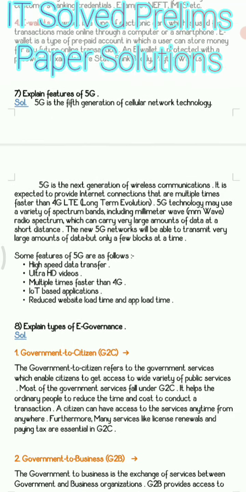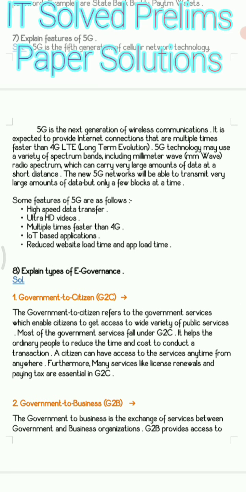Next is explain the features of 5G. So you have to write about 5G. What is the full form of it? It is 5th generation cellular network technology. After 4G comes 5G. It is very much better than 4G. So you can write the benefits of it.